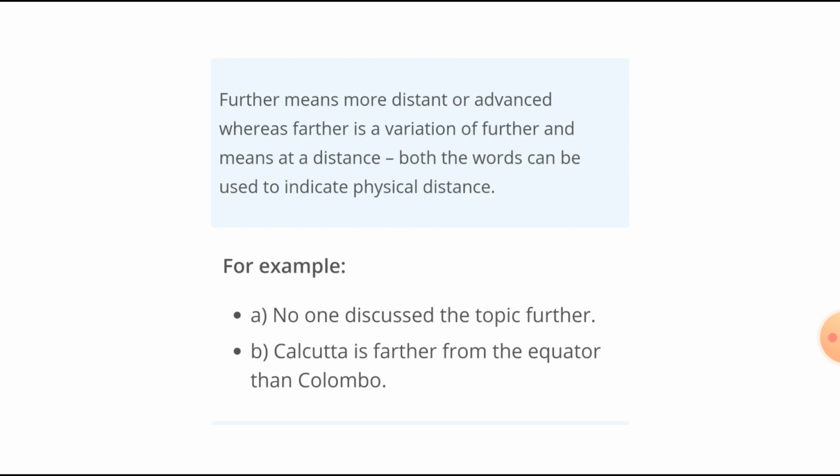Further means more distant or advanced, whereas farther is variation of further and means at a distance. Both the words can be used to indicate physical distance. For example, no one discussed the topic further. Kolkata is farther from the equator than Colombo.